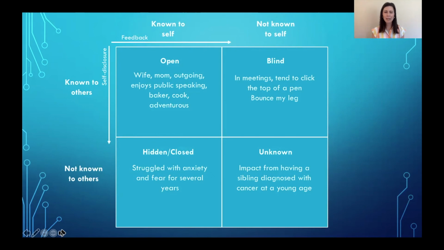So let's go to the blind. In meetings, I was not aware of this until recently: I tend to click the top of my pen without knowing that I'm doing this. It is something that's blind to me. I also bounce my leg up and down when I'm sitting at a table. Those are things that I do without even really realizing it. They're blind to me, and I'm sure they're probably quite irritating to some people.